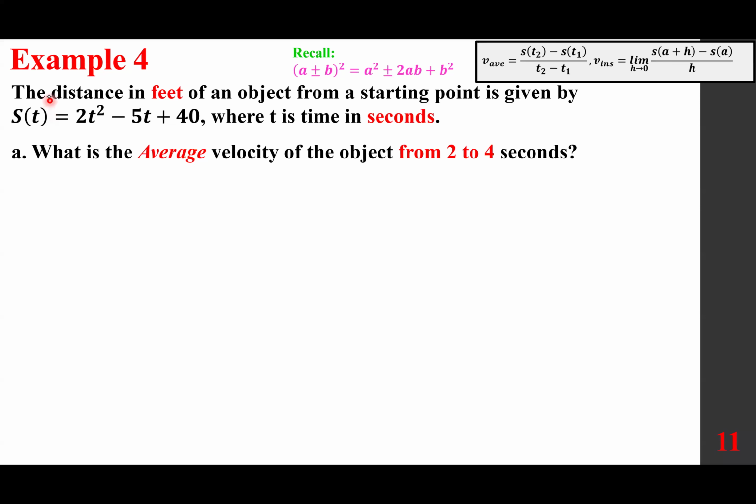The distance in feet of an object from a starting point is given by s of t equals 2t squared minus 5t plus 40, where t is time in seconds. What is the average velocity of the object from 2 to 4 seconds? Well, again, just as before, elementary algebra, total distance over total time, d equals rt, if you recall. That's the same concept here. Therefore, the average is s of t sub 2, that means s of 4, minus s of t sub 1, that means s of 2, over 4 minus 2.